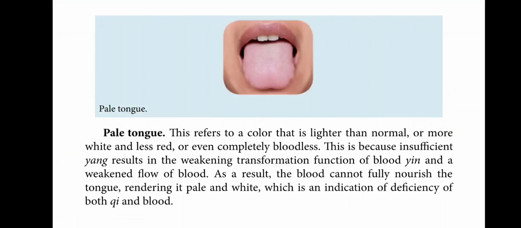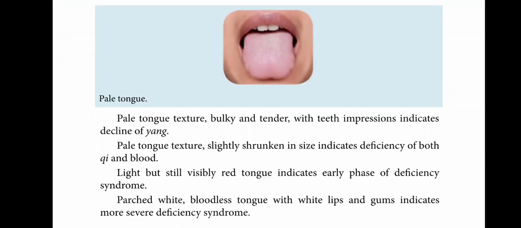Pale tongue. This refers to a color that is lighter than normal, or more white and less red, or even completely bloodless. This is because insufficient yang results in the weakening transformation function of blood yin and a weakened flow of blood. As a result, the blood cannot fully nourish the tongue, rendering it pale and white, which is an indication of deficiency of both qi and blood.